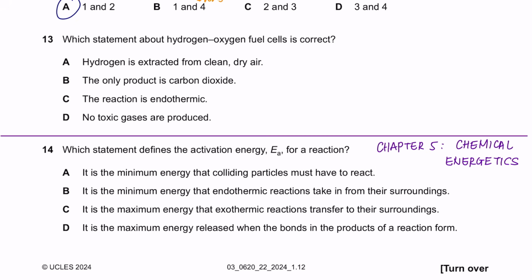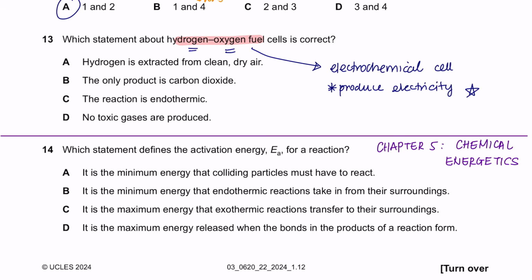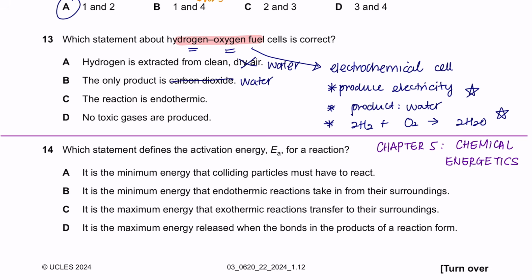Next, question 13. Which statement about hydrogen-oxygen fuel cells is correct? Now, a hydrogen-oxygen fuel cell is an electrochemical cell where we use hydrogen and oxygen to produce electricity. And the only product here is water. You will have two hydrogen reacting with one molecule of oxygen to give water. So A says that hydrogen is extracted from clean dry air, which is wrong. It's extracted from water. The only product is water, not carbon dioxide. This reaction is not endothermic. No toxic gases are produced is correct.